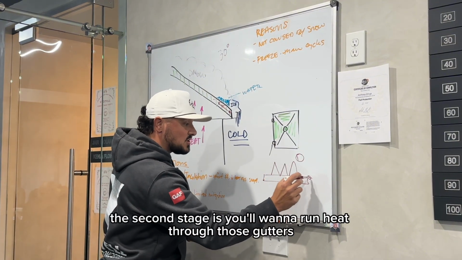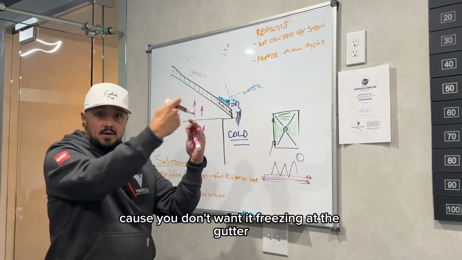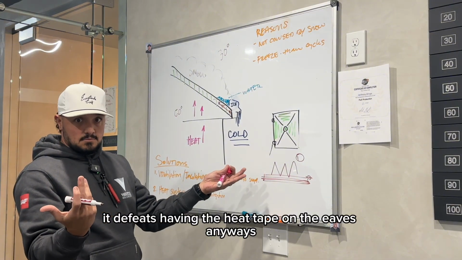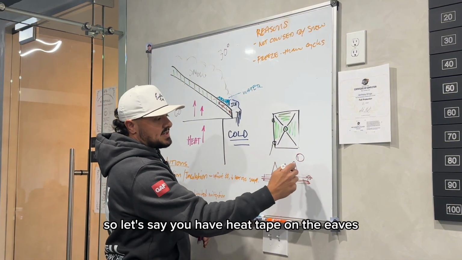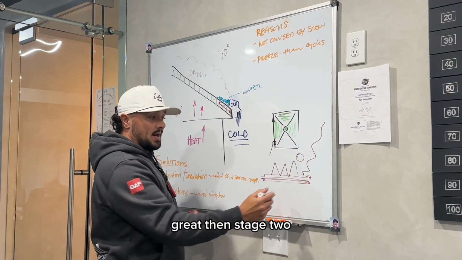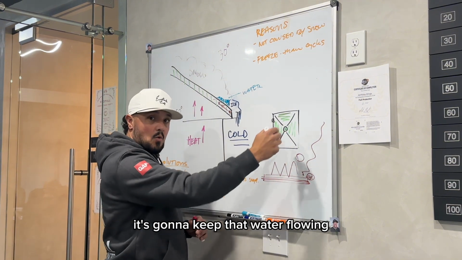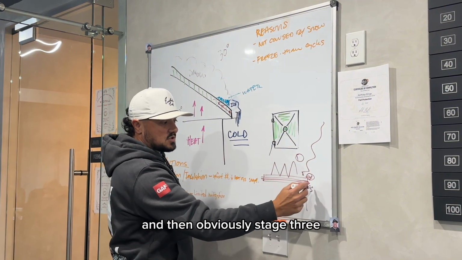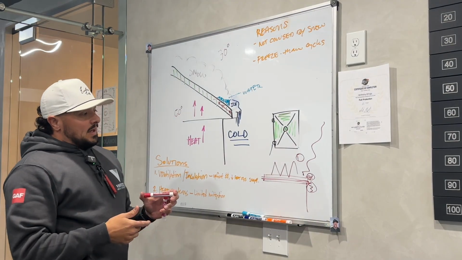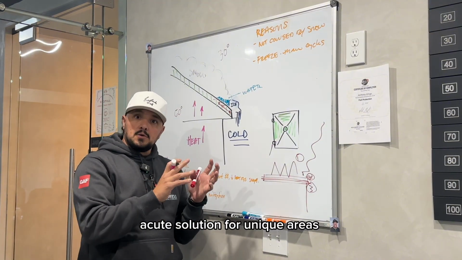The second stage is you'll want to run heat through those gutters, because you don't want it freezing at the gutter. It defeats having the heat tape on the eaves anyways. So let's say you have heat tape on the eaves, you've got it running up the valley. Great. Then stage two, you've got it run through the gutters because it's going to keep that water flowing. And then obviously stage three, you're going to want it going down the downspout and out of the house. Heat tape's good. Again, it's an acute solution for unique areas.